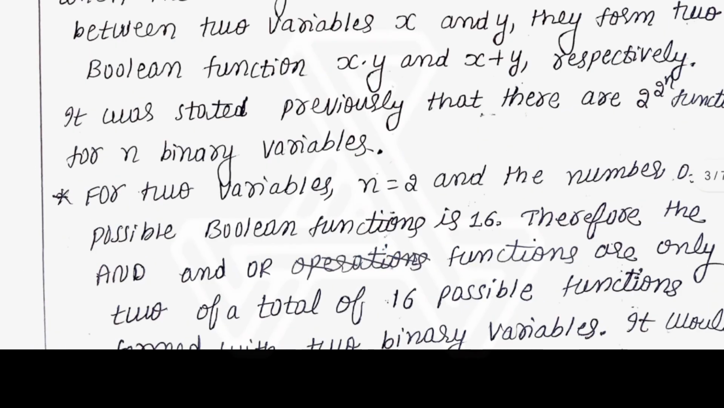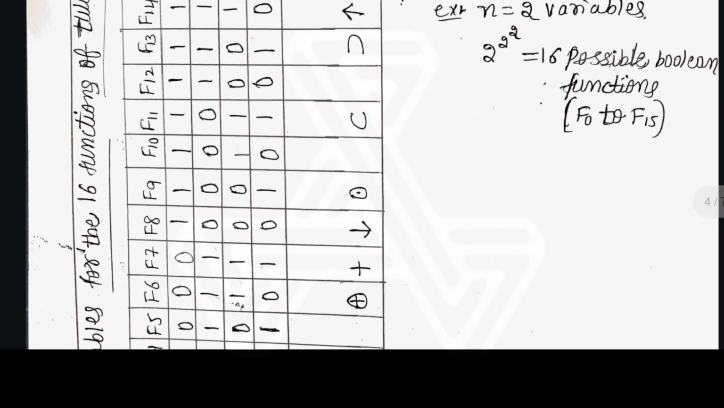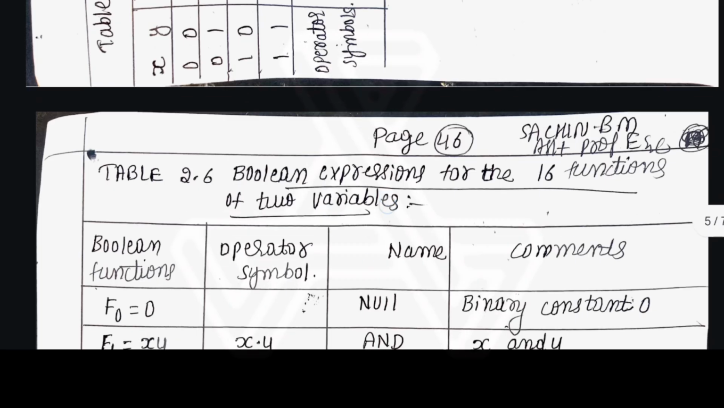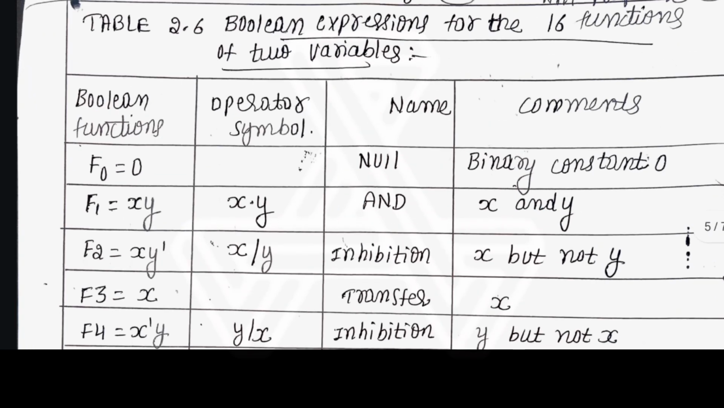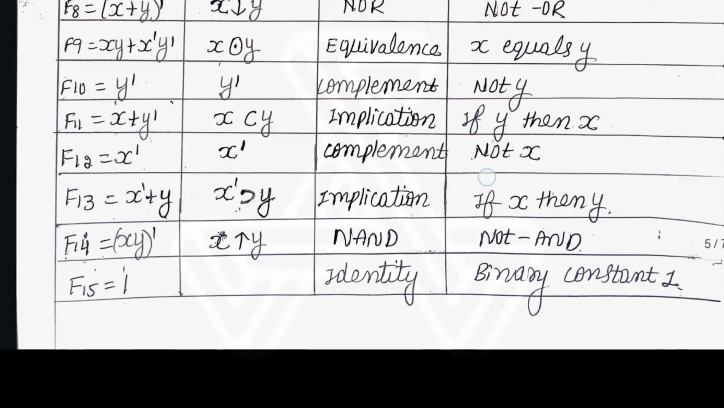Other logic operations with the binary operators AND and OR are placed. Here you can see the truth table. There are 2 power 2 power n functions for n variables, so 16 possible functions, that is f0 to f15, are here. Then the Boolean expressions for the 16 functions. Here is the expression for the 16 functions of 2 variables. You can go through that.